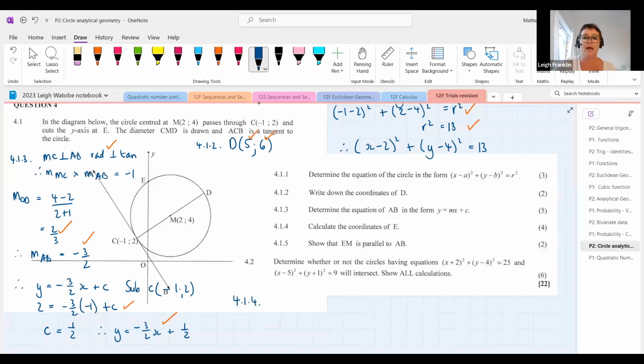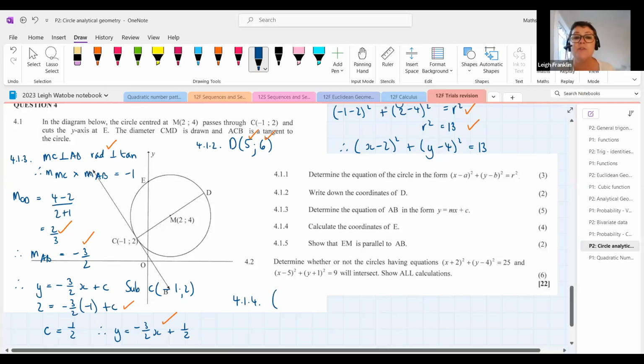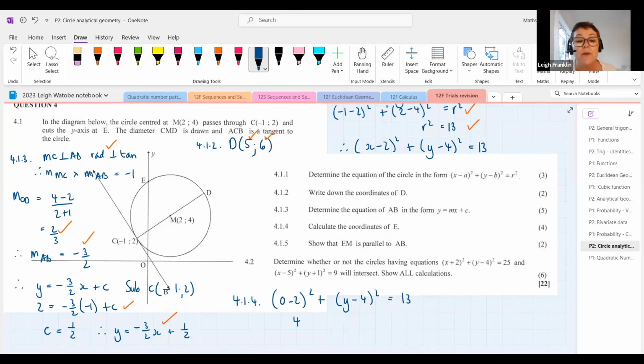All right, now they want us to calculate the coordinates of E. What does E represent? E is the y-intercept of the circle. Okay, so for the y-intercept of anything, we're going to let x be equal to 0. Okay, so using our equation that we calculated in 4.1.1, we're going to make x equal to 0, and we are going to solve for y. Okay, so this would give us 4.